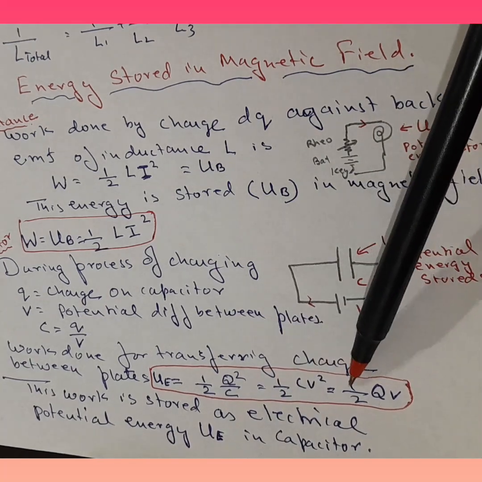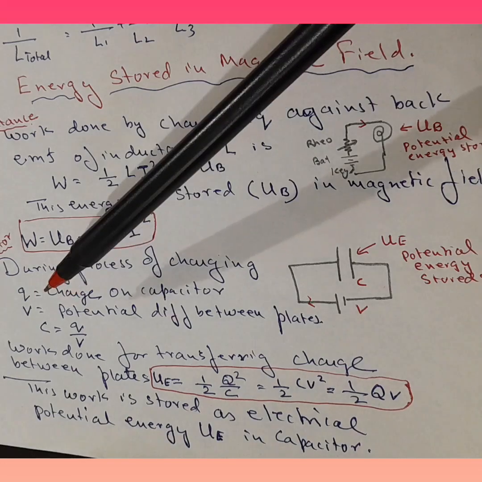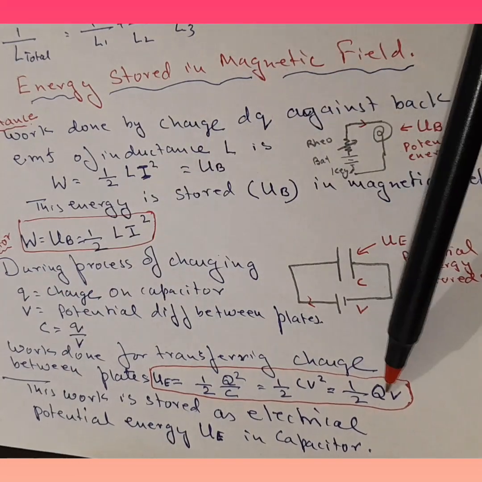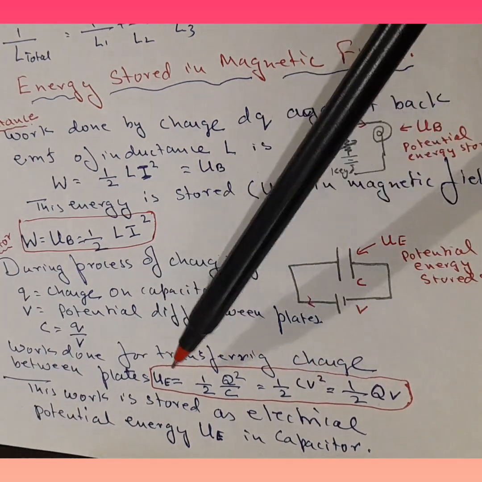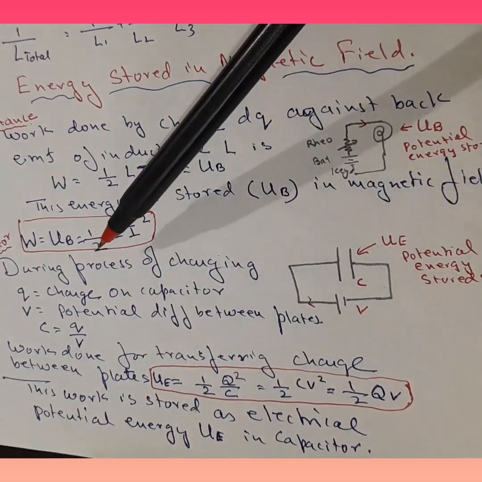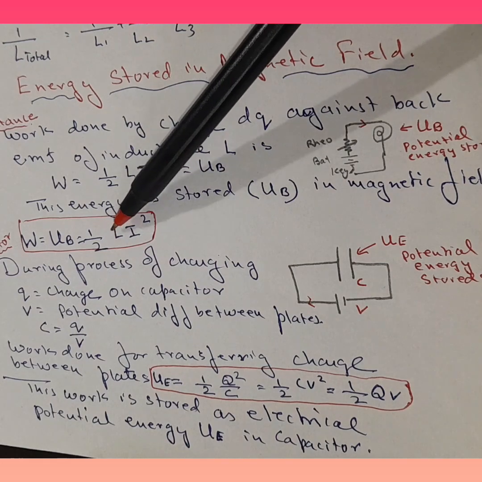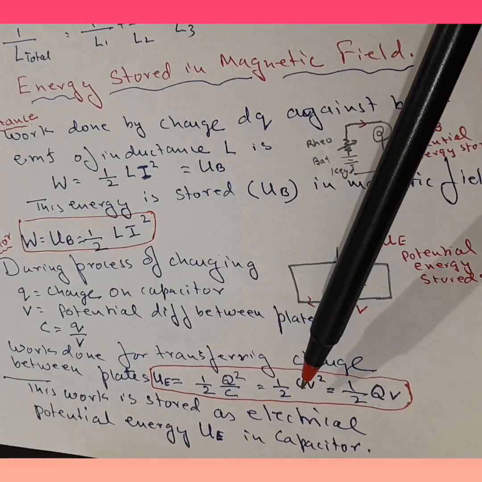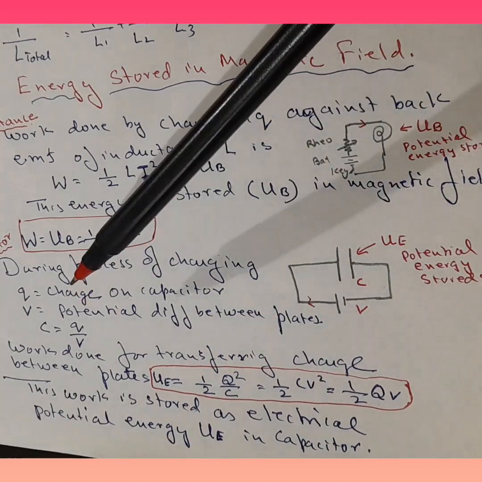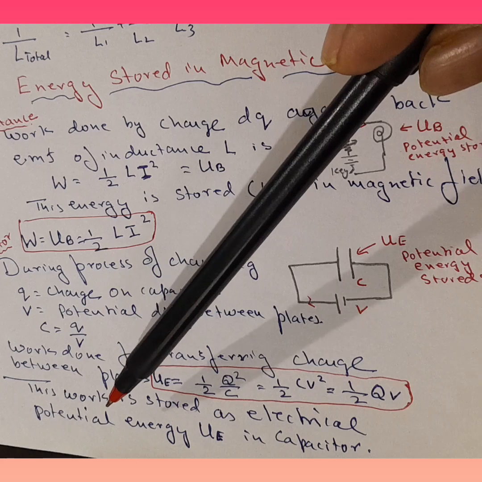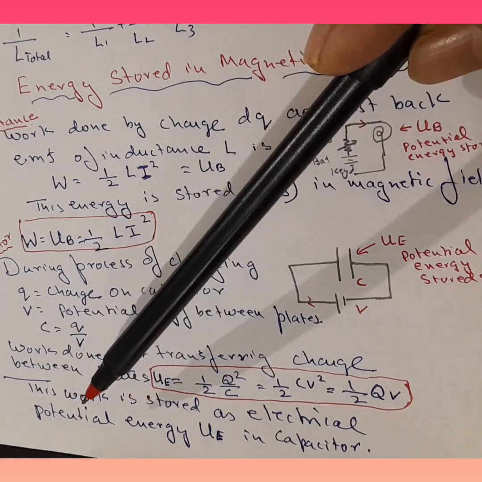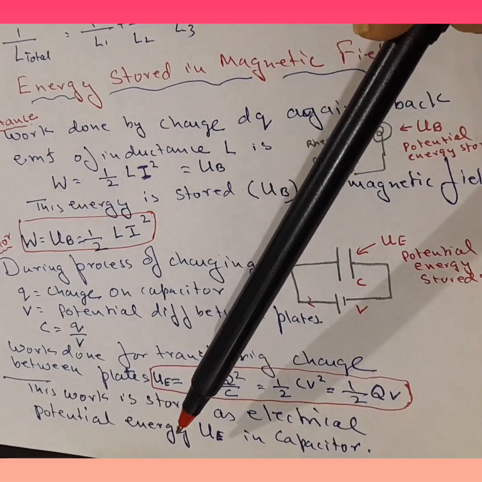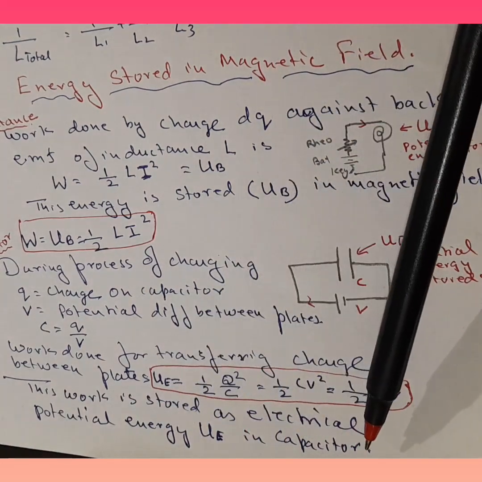It's also equal to half QV. Similarly, we can substitute those values and check it out. So these again are the formulae which you have got to keep in mind. This is for energy stored in case of inductor. These are the energy stored formulae for capacitor. Work is energy, so this is the energy which is stored as electrical potential energy UE in the capacitor.